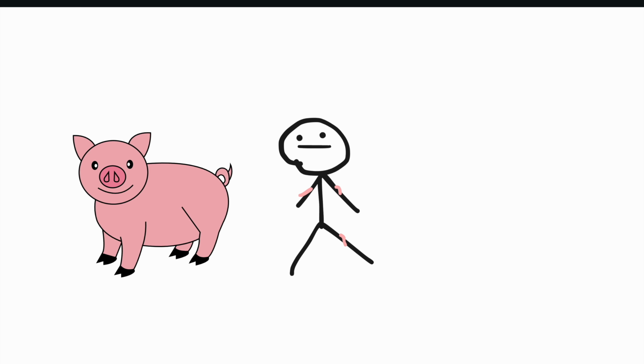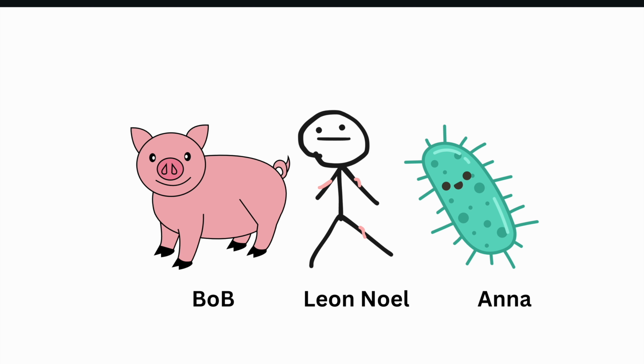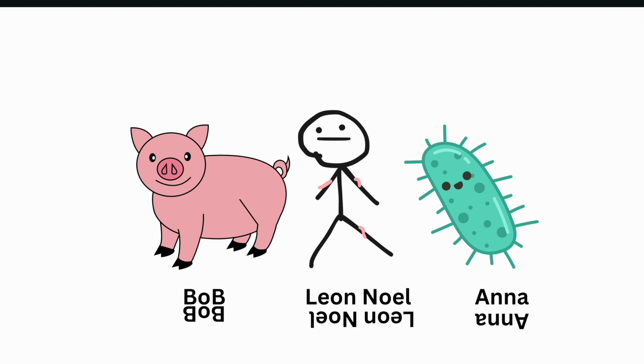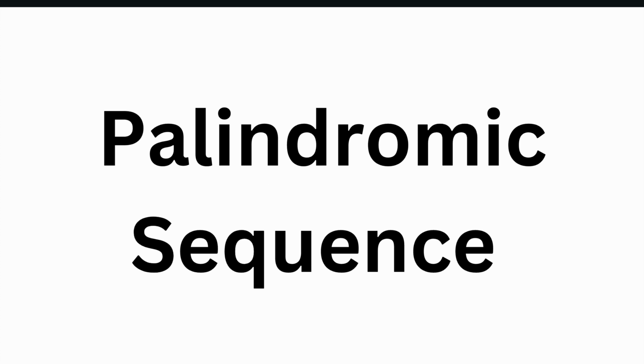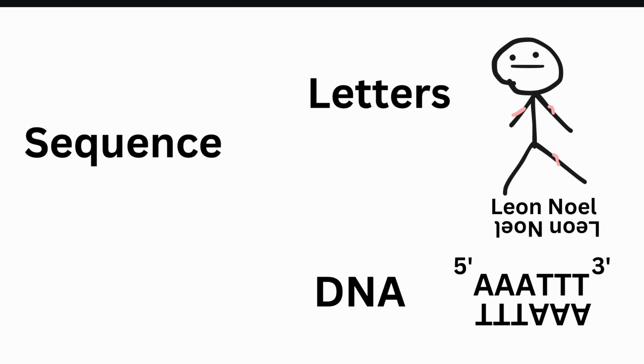If you pay close attention, you'd find out that there is something in common with all of these characters. And it has something to do with their names. All of their names are read both forwards and backwards, which is what a palindromic sequence really is. It's any sequence, whether it be letters like Leon Noel or DNA, that can be read both forwards and backwards.